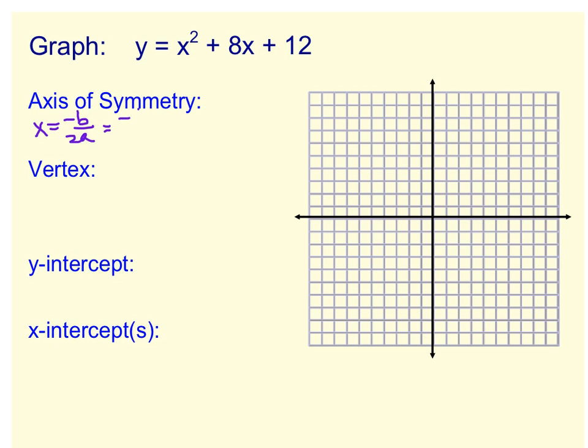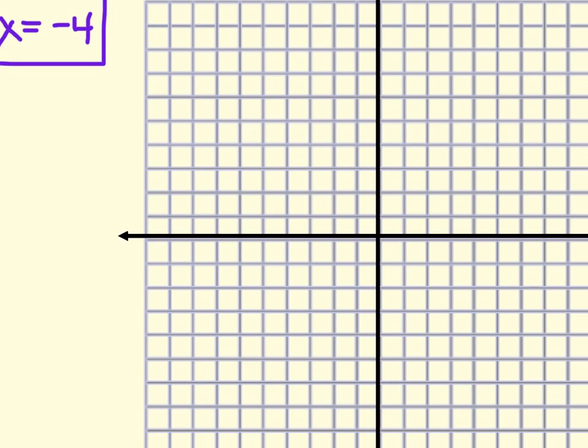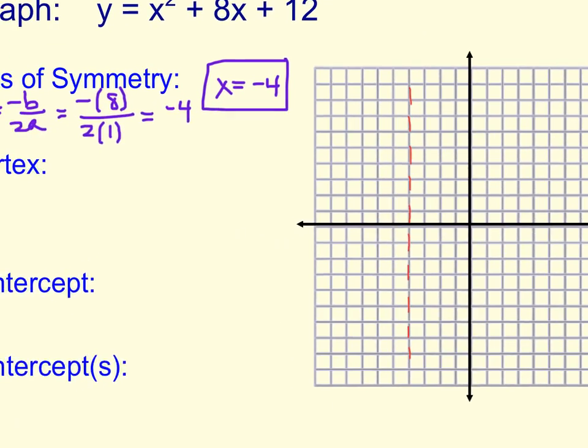So negative b is -8, divided by 2 times our a value of 1. So -8 divided by 2 is -4, so we're going to say x equals -4. I'm going to go ahead and draw that on the graph. x equals -4: 1, 2, 3, 4. That's this line right here. So I know that our vertex is going to be somewhere on that axis of symmetry.